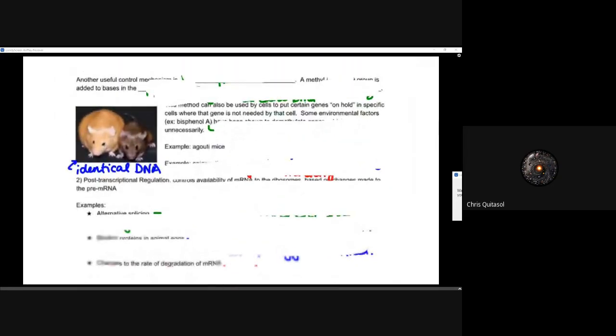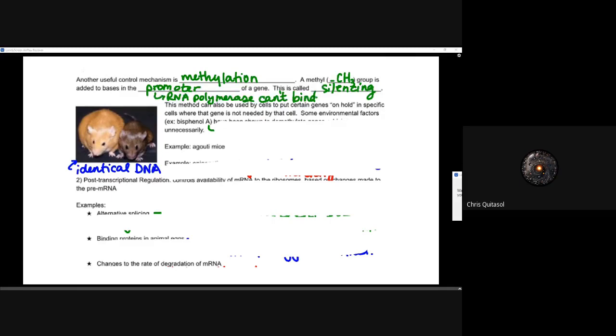Another useful control mechanism that we're going to discuss briefly is methylation, or a CH3 group, that hydrocarbon that we looked at in some aspects of Unit 1 when we looked at the general molecules that we're going to be discussing in this class. This methyl group is added to bases in the promoter region of the gene, so that RNA polymerase cannot bind to that specific region. And this is what's called silencing. This silencing of that specific gene or region as a result of methylation prevents that DNA from being transcribed.